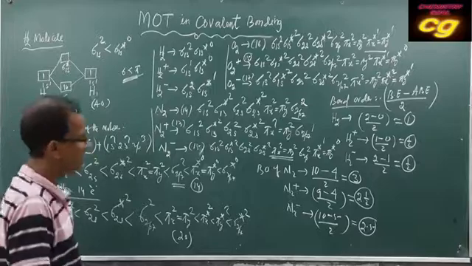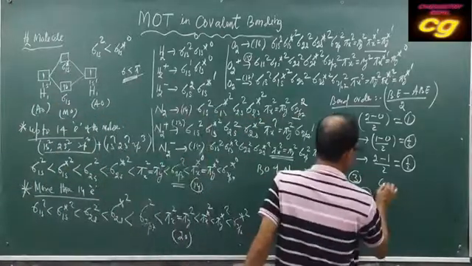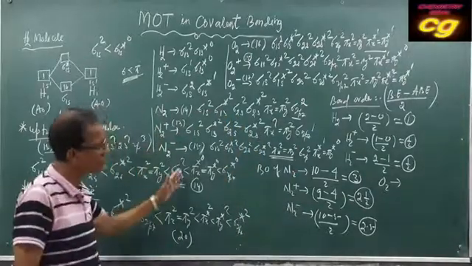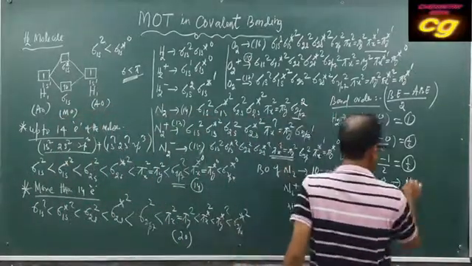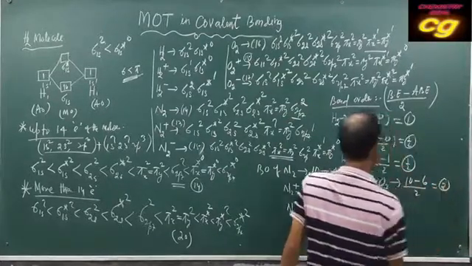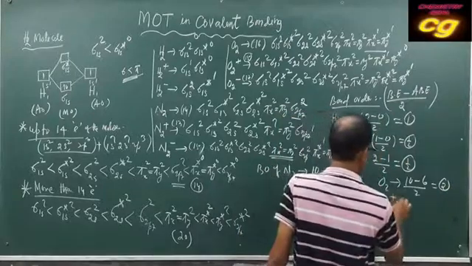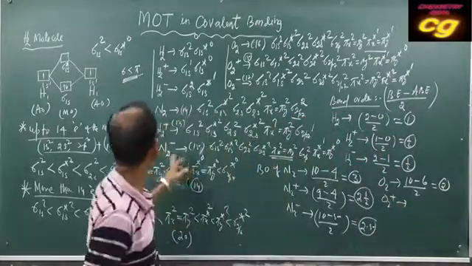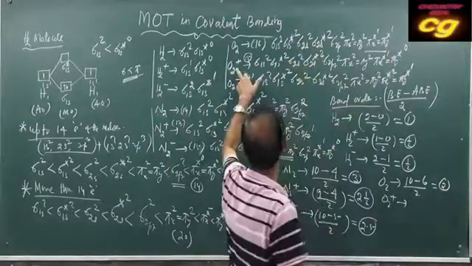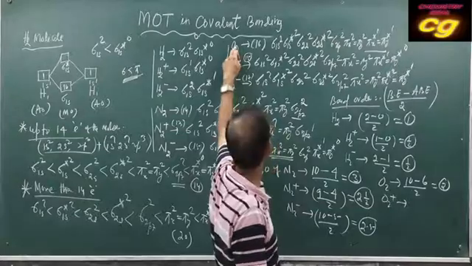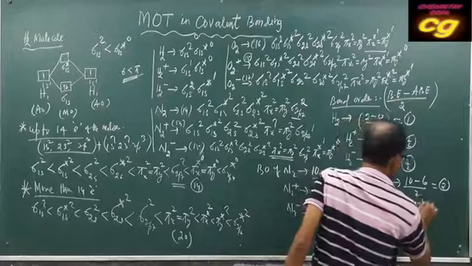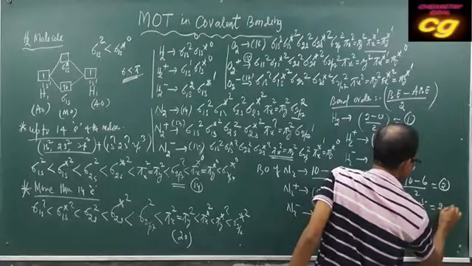Similarly, what is the bond order of oxygen? The technique I am telling you, remember: as oxygen has 16 electrons, the easy method is 10 minus 6 by 2, that is 2. O2 plus means the electron will be lost from antibonding. O2 has electrons in antibonding, so O2 plus is derived from oxygen after losing one electron, which is lost from antibonding. So 10 minus 5 by 2, that is 2.5.